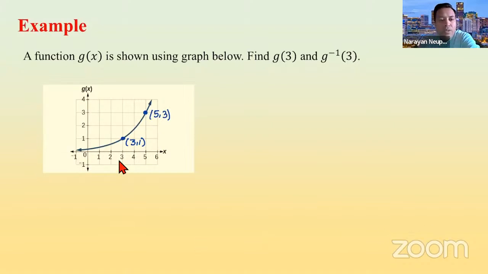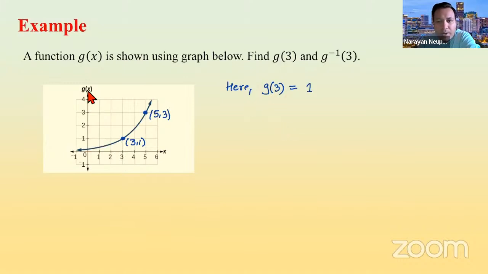Now we are going to use these 2 points to answer these 2 questions. Answering this one is not that difficult, but this one is new for you. To find g of 3, when you go from x equal to 3, the value of y is 1, right? So g of 3 is equal to 1. It's quite easy. When x equals 3, y is equal to 1.